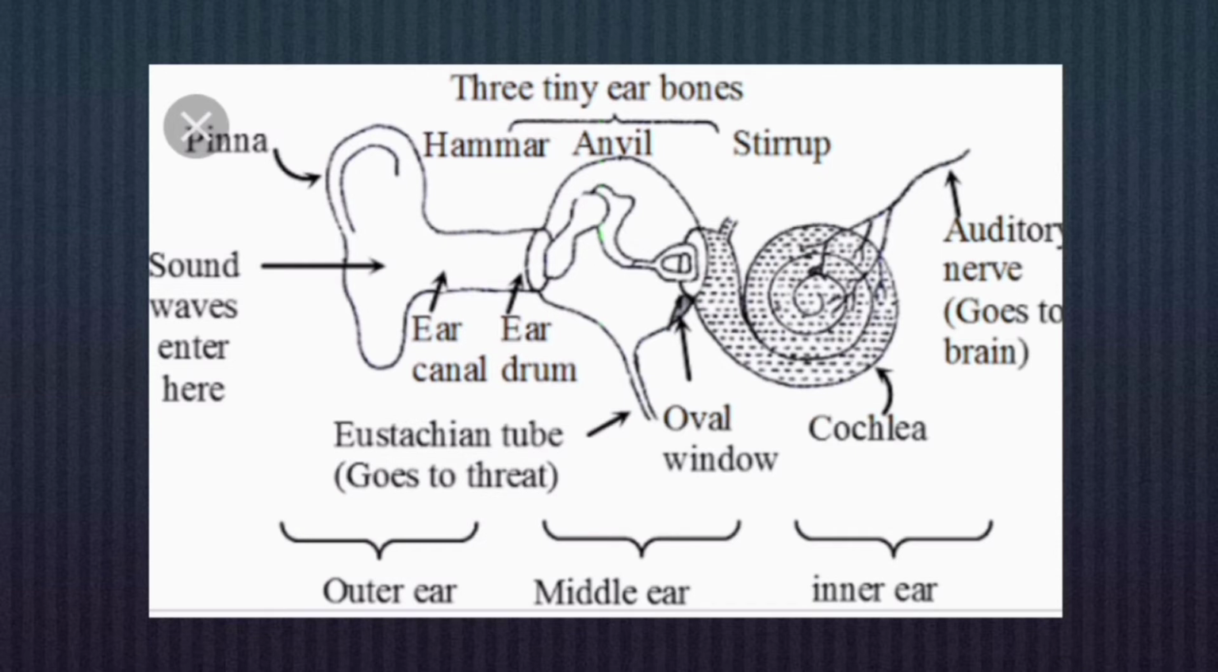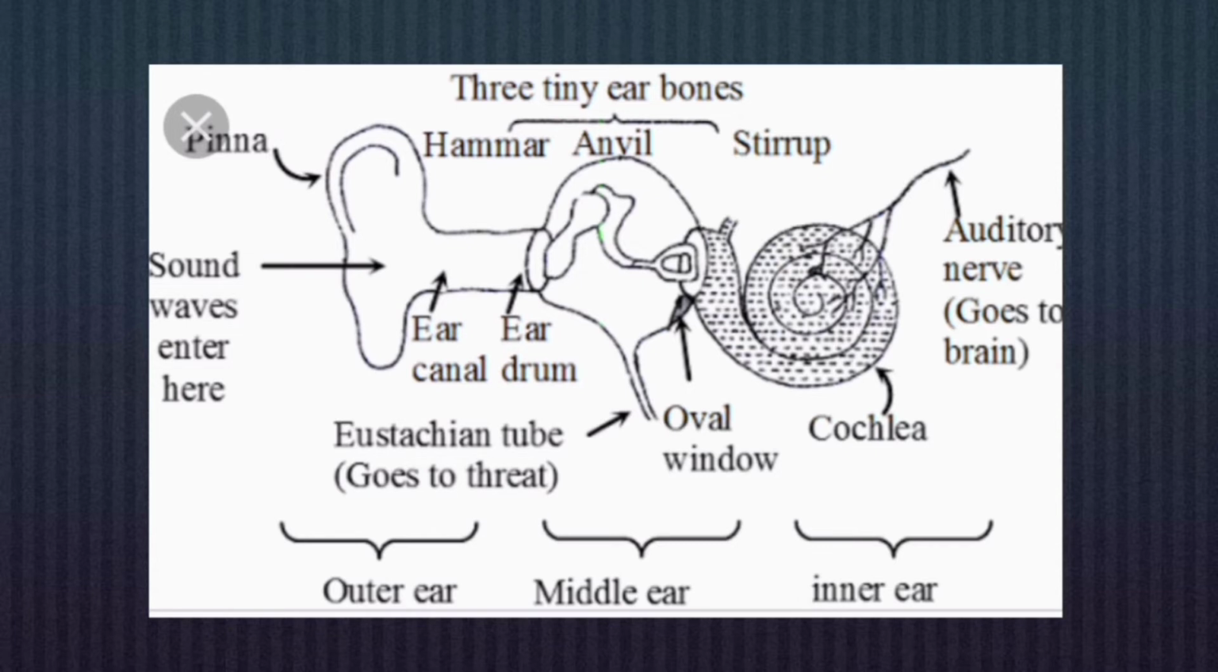Let's see how we are able to hear. The sound waves first enter our ear through the pinna, and then travel through the ear canal and hit the eardrum. The eardrum senses the vibration and sends it to the middle section of the ear.